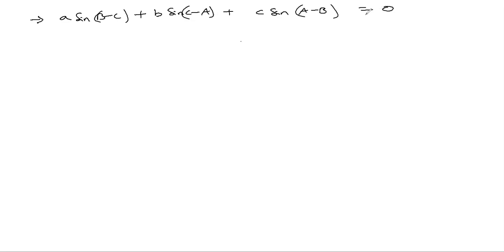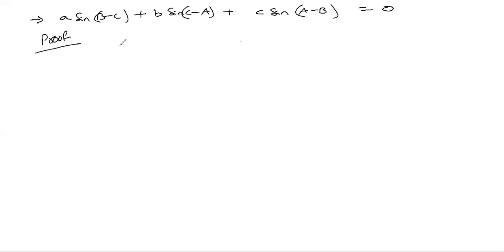Next note point: a sine(B minus C) plus b sine(C minus A) plus c sine(A minus B) will be equal to 0. That we have to prove. Without proof you can understand, but with proof you can remember very easily. So let us prove this one.